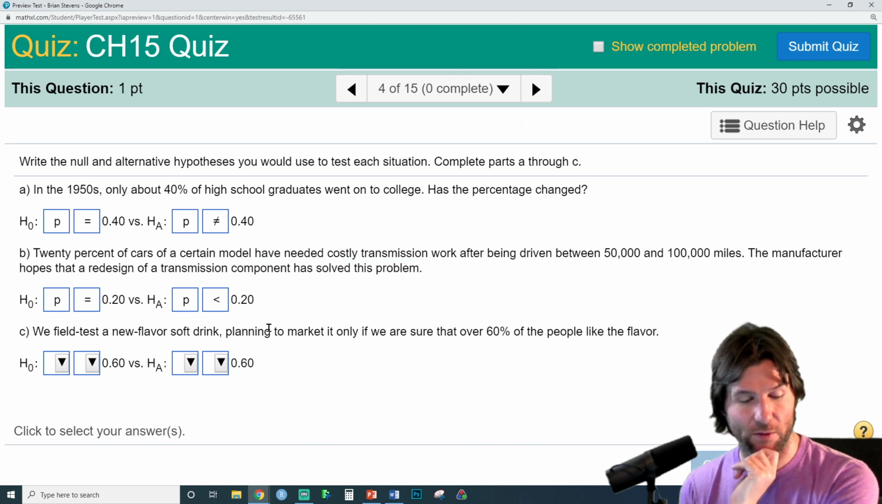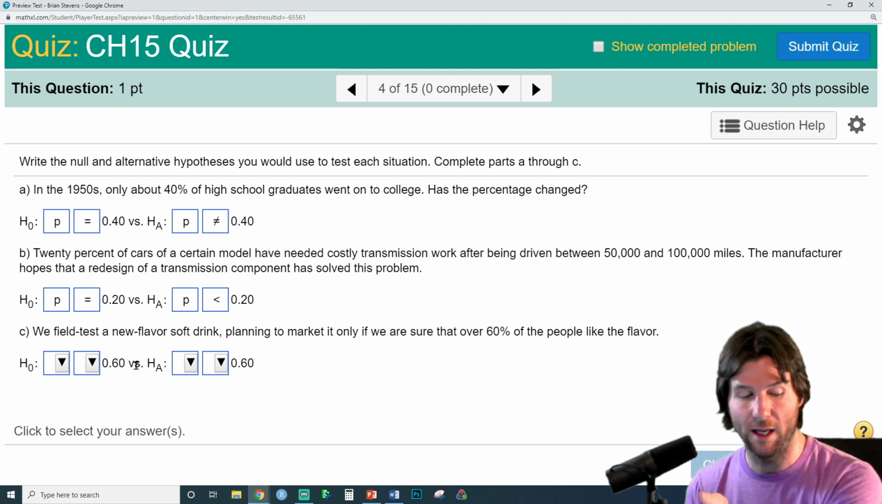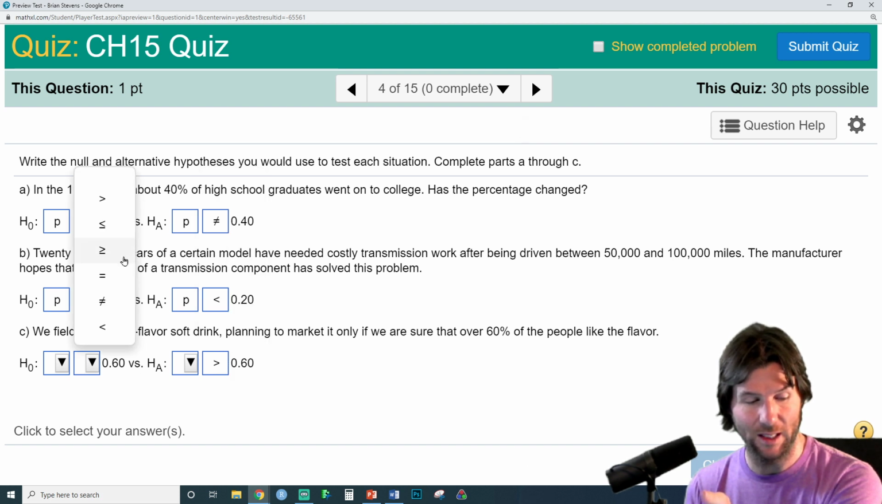We test a new soft drink, planning to market it only if over 60. So this is very clear what the alternative is. They're looking for evidence. The alternative is the evidence-based claim. So they're looking for greater than 60. We know the null has the equal sign.